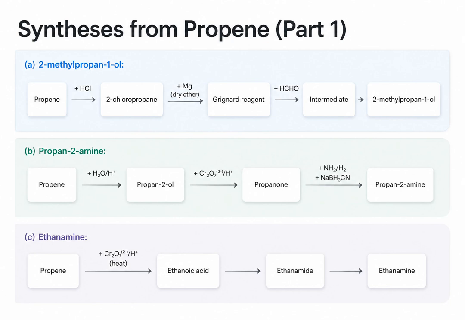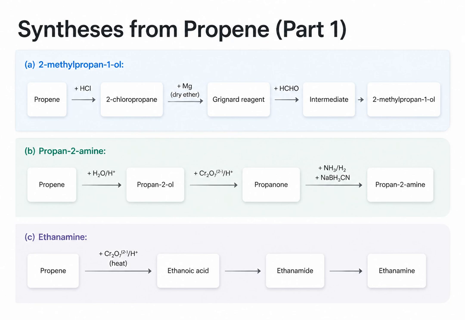To make 2-methylpropan-1-ol, we add HCl to get 2-chloropropane, convert it to a Grignard reagent with magnesium, and react it with methanol to extend the carbon chain and form a primary alcohol. For propan-2-amine, we hydrate propene to propan-2-ol, oxidize it to propanone, and perform reductive amination.